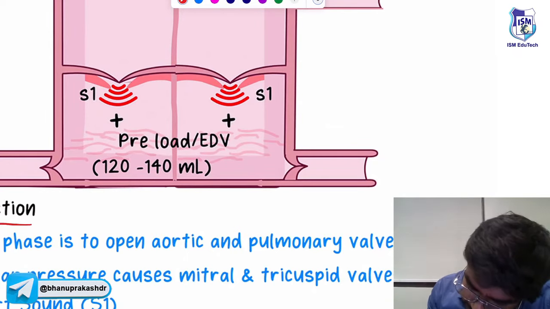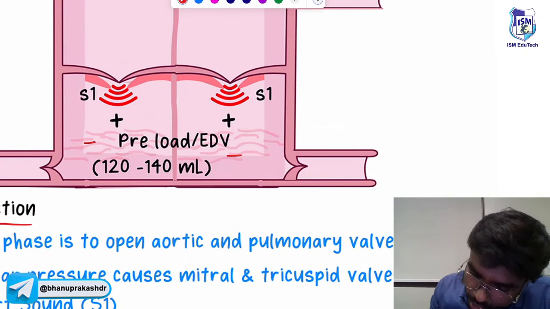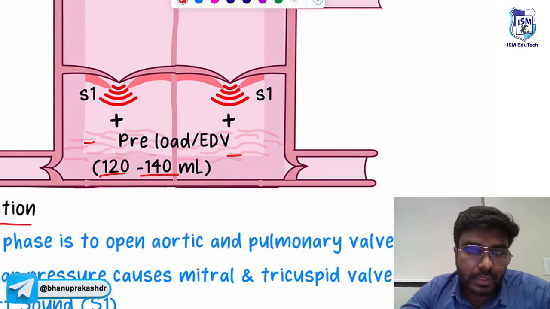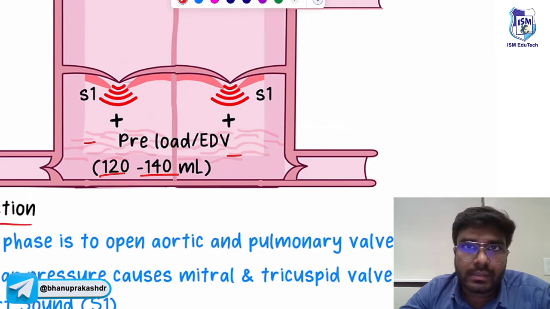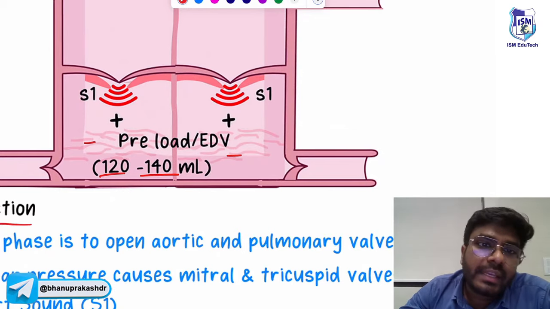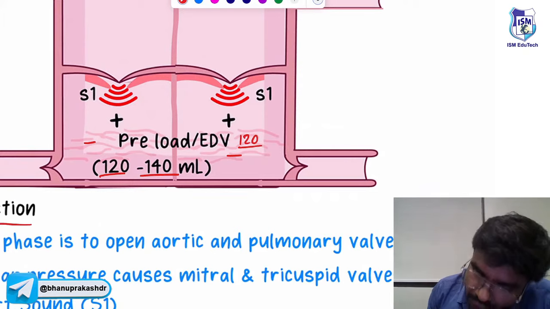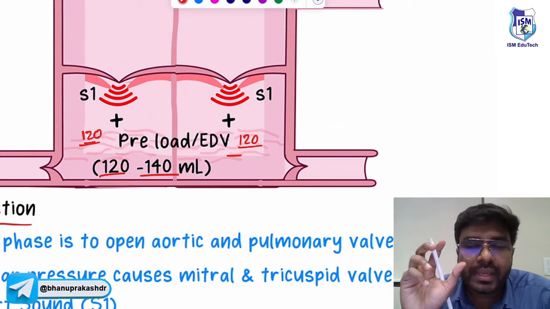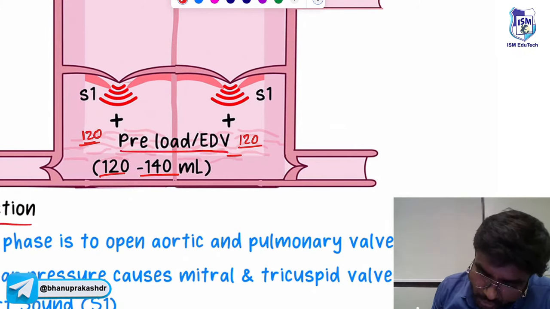How much? Sir, in the left ventricle, in the right ventricle, both the ventricles, they will have almost 120 to 140 ml of blood. Not together. In right ventricle, there will be 120. In left ventricle, there will be 120. So your ventricles are going to have almost 120 to 140 ml of blood. So this value is called preload or end-diastolic volume.